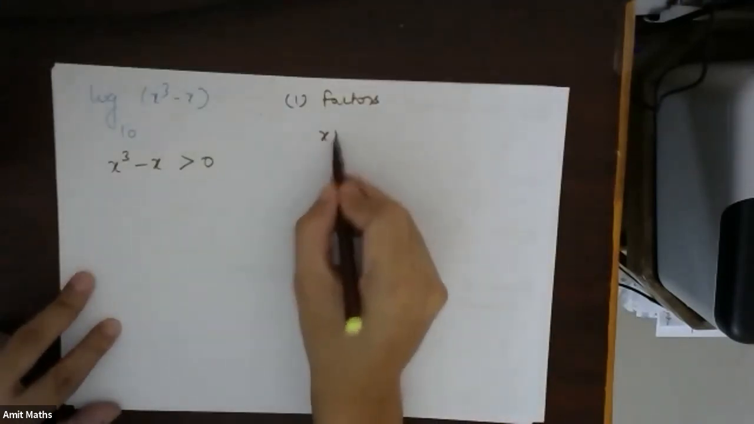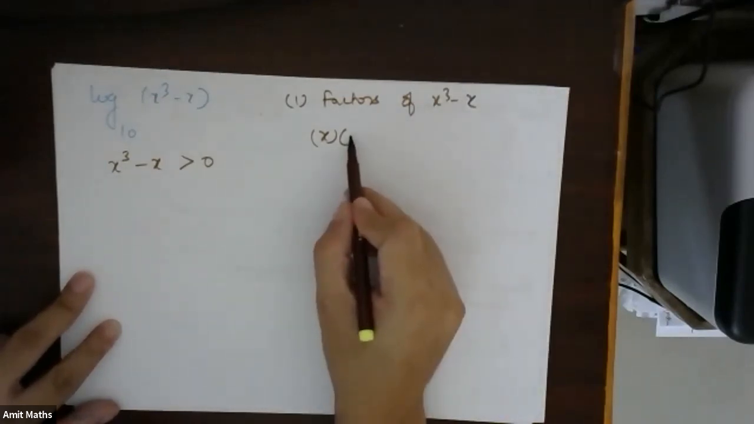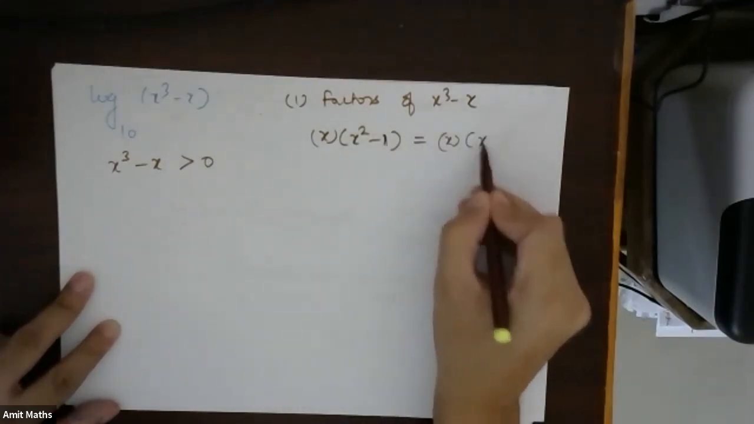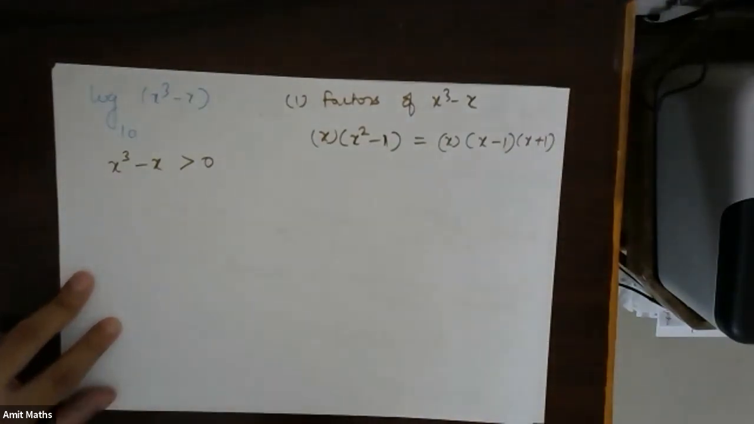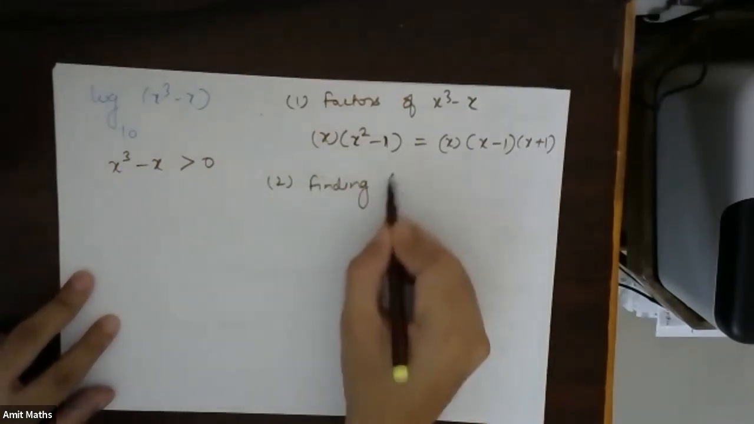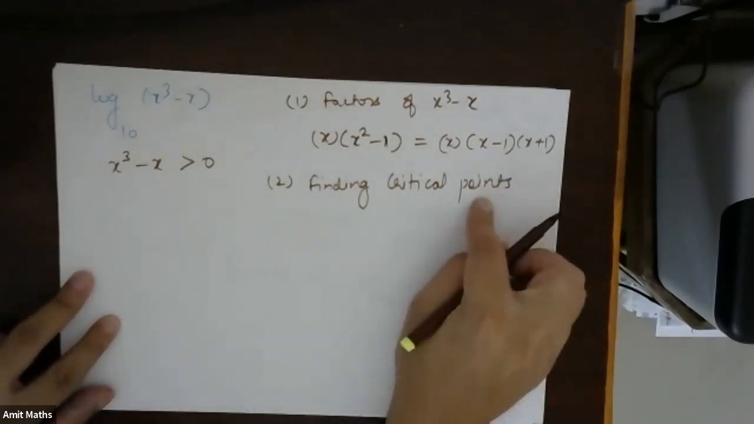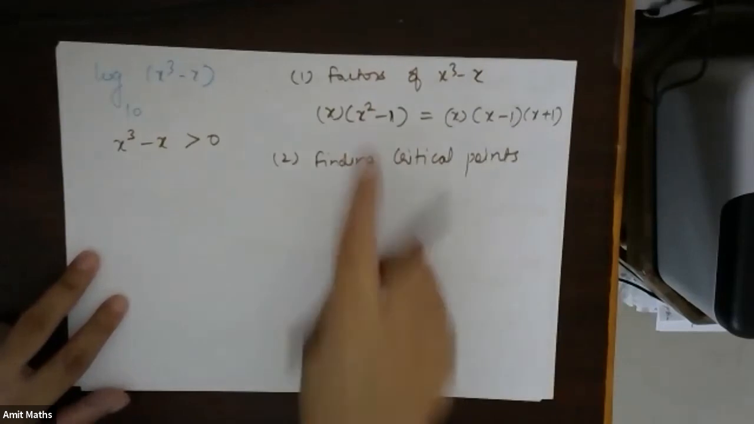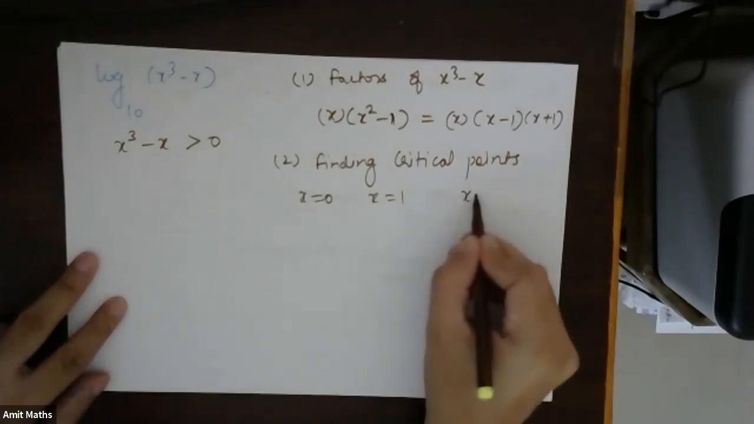So what are the factors of x cube minus x? The factors will be x into x square minus 1. This can further simplify into x into x minus 1 into x plus 1. Now second is finding the critical points, or in simpler words, finding the roots or zeros of these factors. So critical points will be x equals 0, x equals 1, and x equals minus 1.